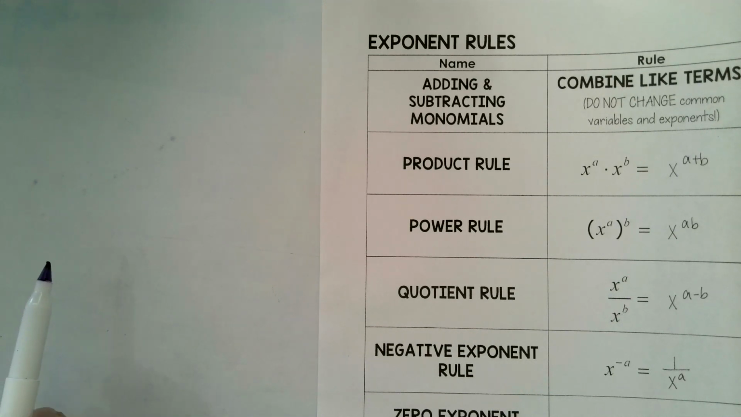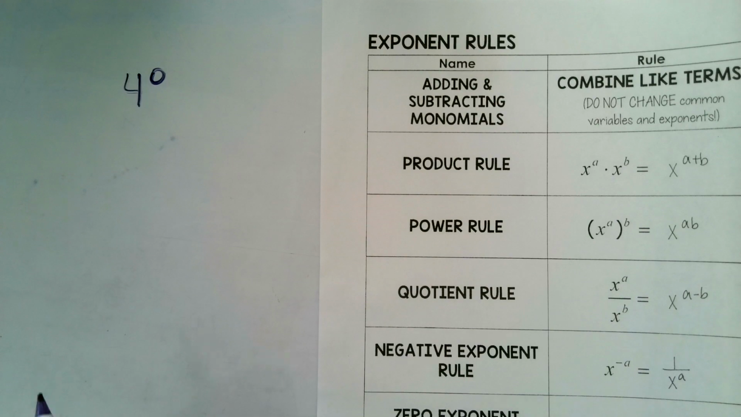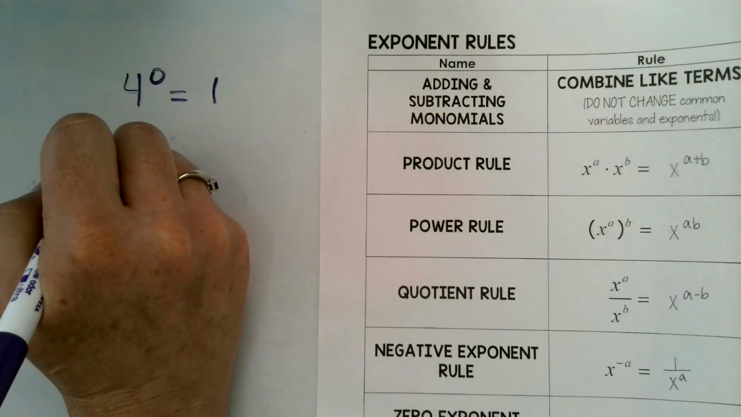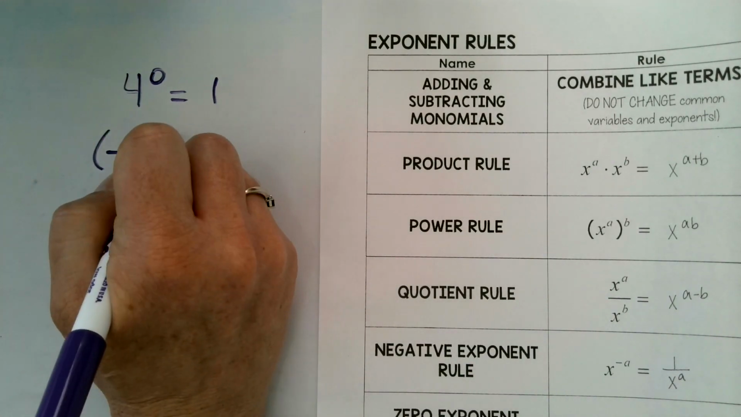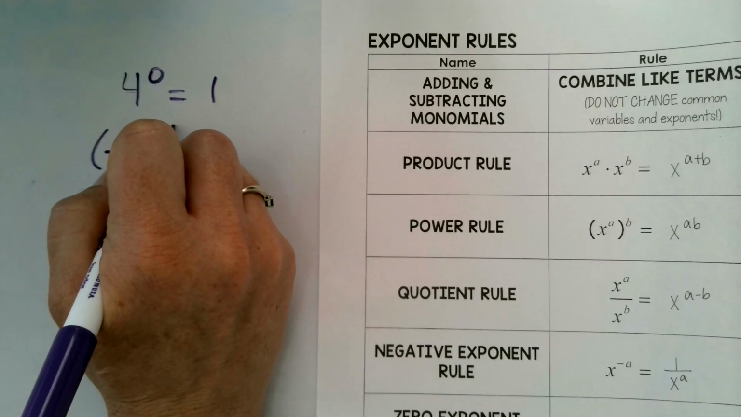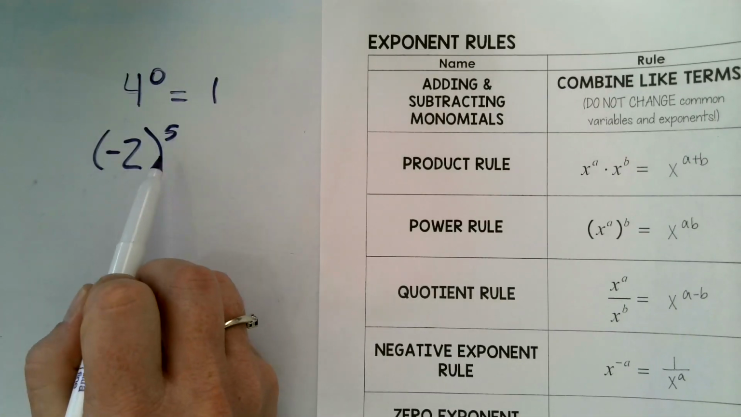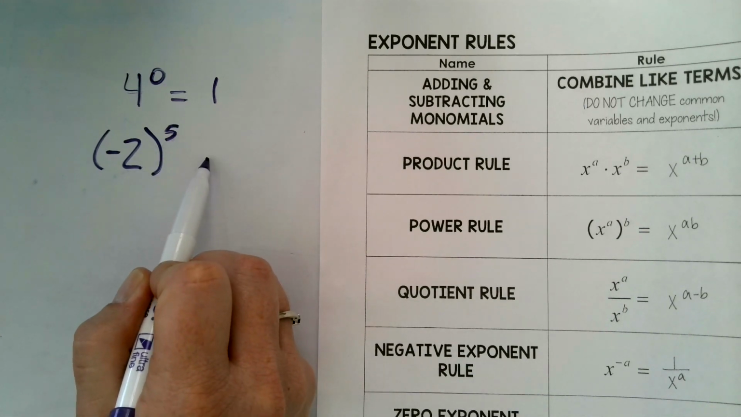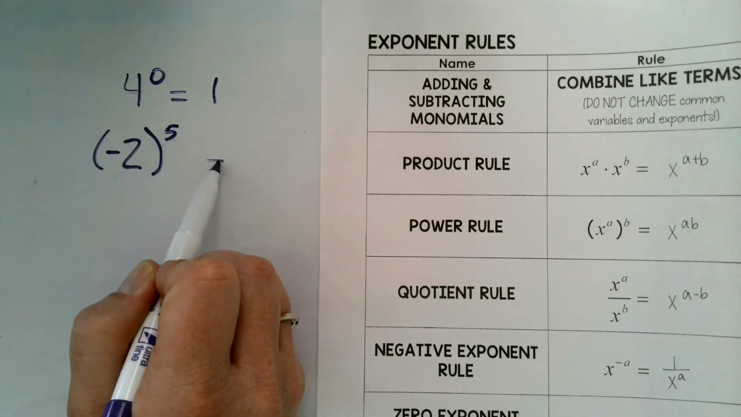So in the first part of your homework, you're going to be solving things with 0 exponents. Anything to the 0 power is always 1, right? Another one you might solve is a negative number raised to, let's say, the 5th power. You know you are going to have an odd number of negatives, so your answer is going to be negative. So always remember that if you have a negative number raised to an odd power, your answer is always going to be negative.